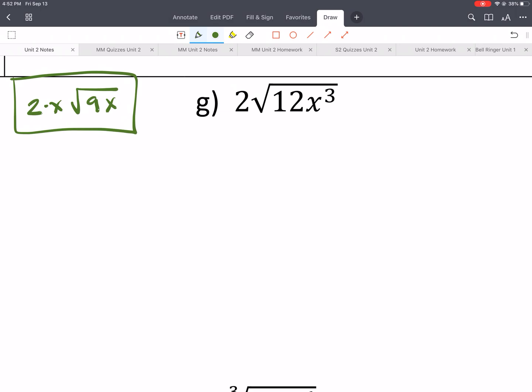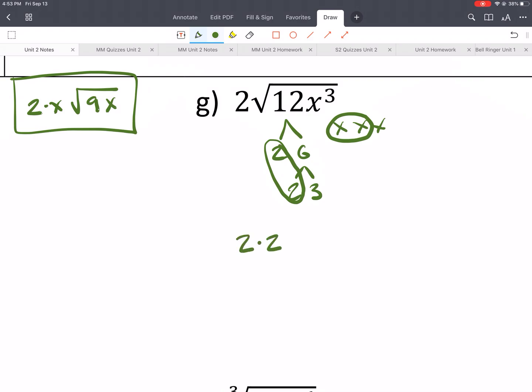All right. Next, make sure you try and do these by yourself. Could do 2 and 6 and 2 and 3. X, X, X. Make a group of 2. Make a group of 2. Okay, we already have a 2 out there, but we have another one. And now we have an x. Square root of 3x. So that would be 4x, square roots of 3x.